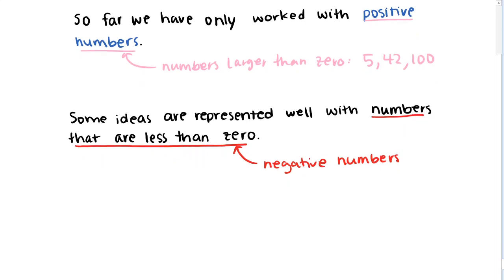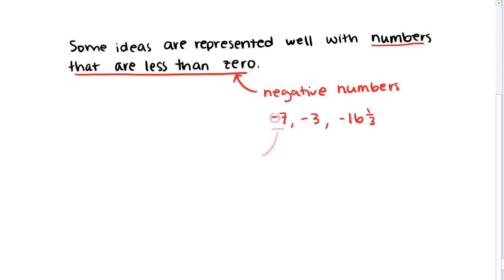Right, so some examples might be -7, -3, -16, and -1/3. These are all examples of negative numbers, and we use this sort of minus sign in front to denote that these numbers are negative. And so what does it mean for us to look at the number -7? Well, just like the number +7 is 7 more than 0, -7 is 7 less than 0, right? So maybe just to write that down, this is the number that's 7 less than 0.